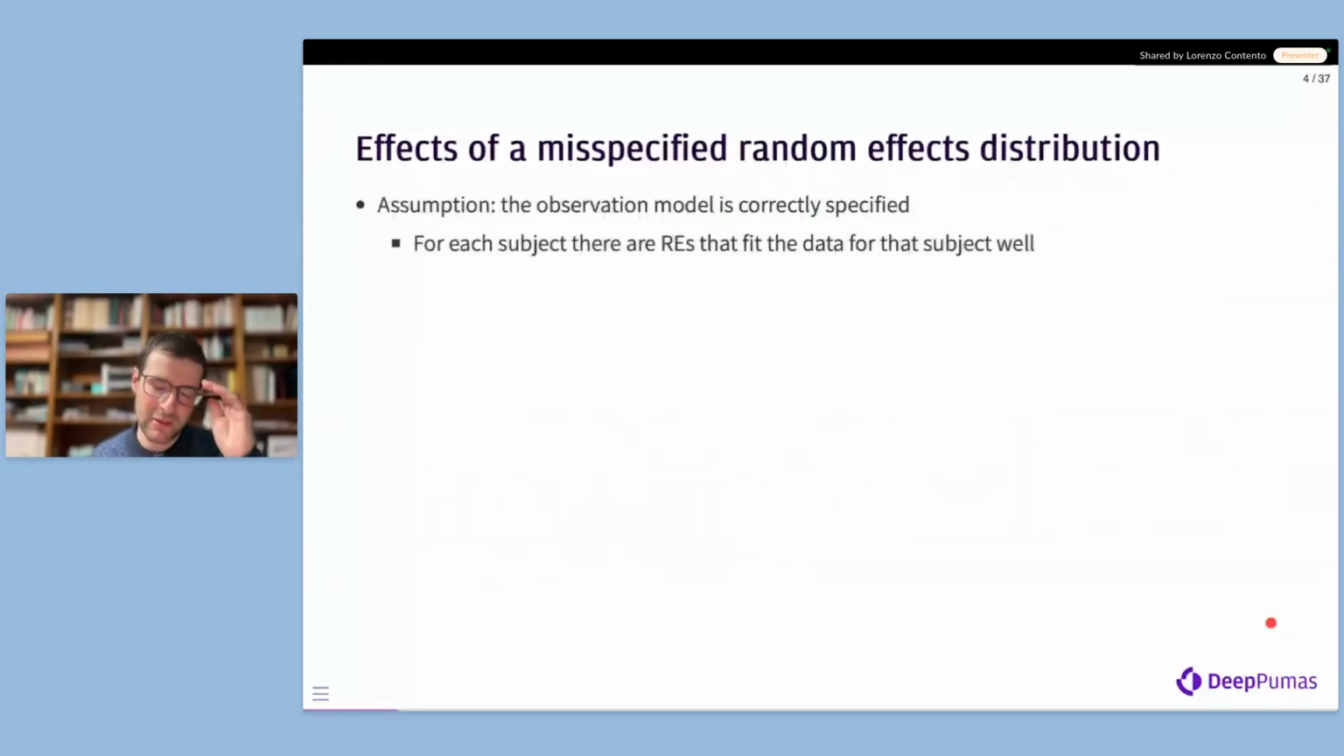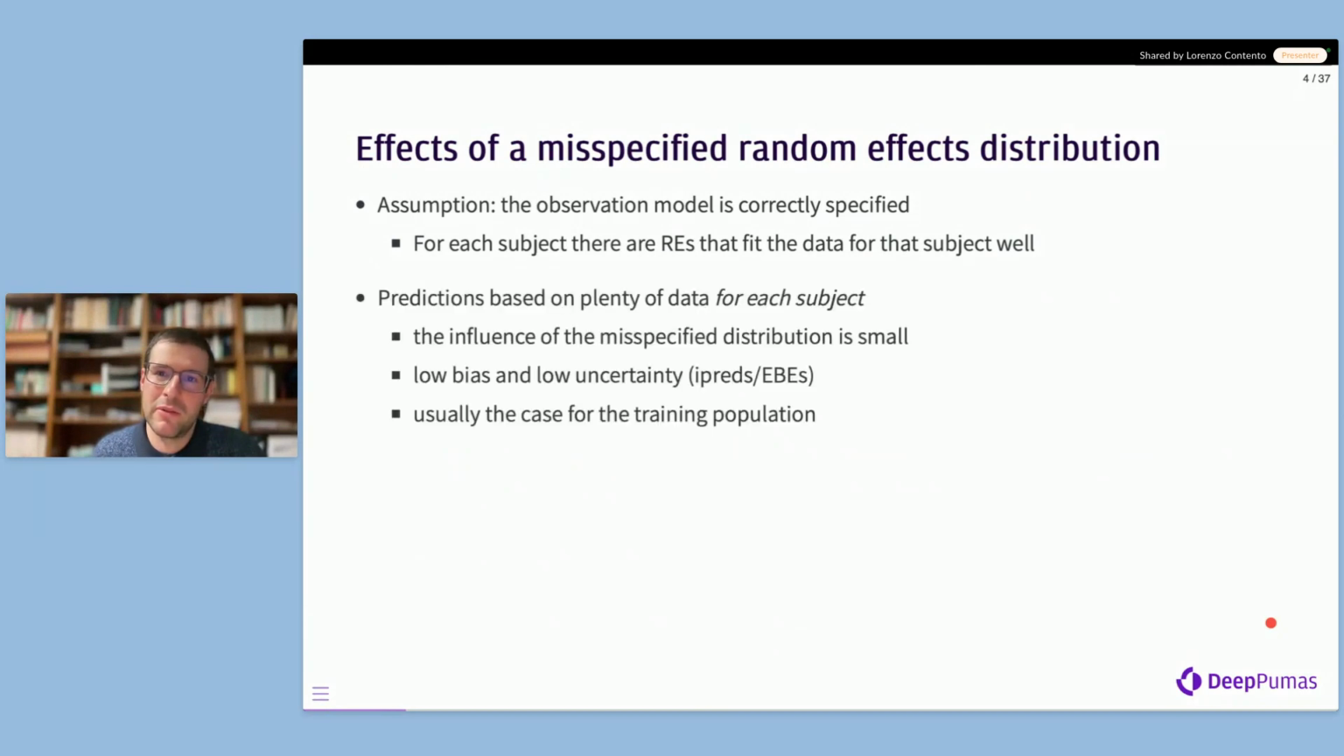Before looking at what we propose, let's look at why this is important, why this is a problem. So let's start assuming for a moment that the observation model of the nonlinear mixed effect model is correctly specified. This essentially means that for each subject, there are random effects values that fit the data for that subject very well. This is usually the case if we have a correctly specified observation model, and to avoid problems, we will assume this for the rest.